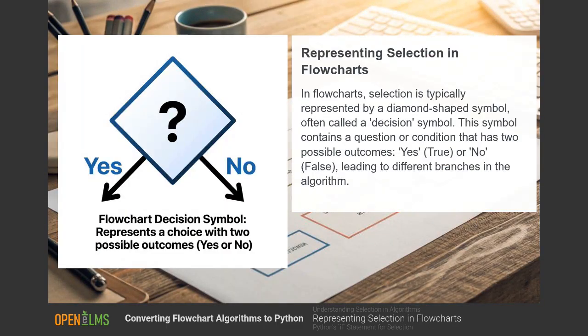Representing selection in flowcharts. In flowcharts, selection is typically represented by a diamond-shaped symbol, often called a decision symbol. This symbol contains a question or condition that has two possible outcomes, yes, true, or no, leading to different branches in the algorithm.